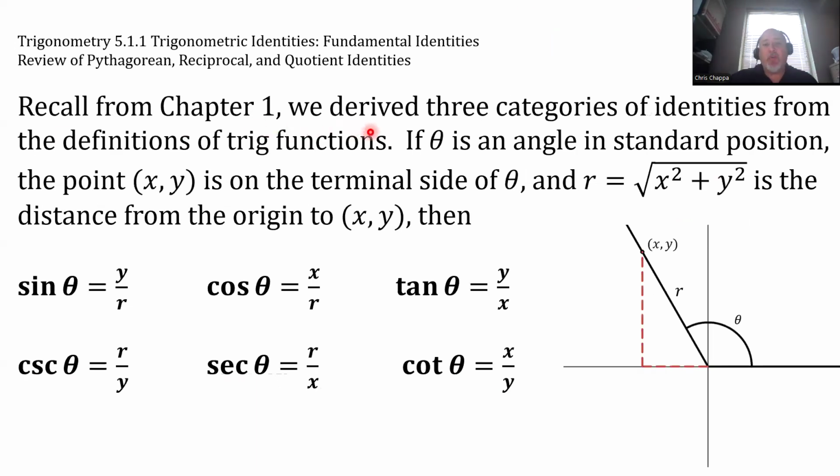Recall from Chapter 1, we derived three categories of identities from the definitions of trig functions. If theta is an angle in standard position, the point (x, y) is on the terminal side of theta, and r equals the square root of x squared plus y squared is the distance from the origin to (x, y), then here are the definitions of all six trig functions. Remember that standard position means the initial side is on the positive x-axis.